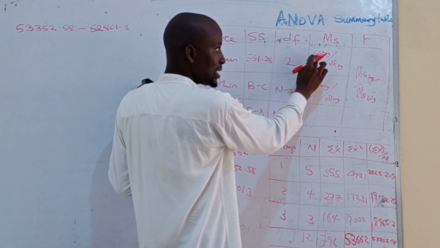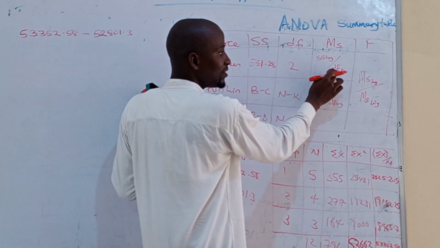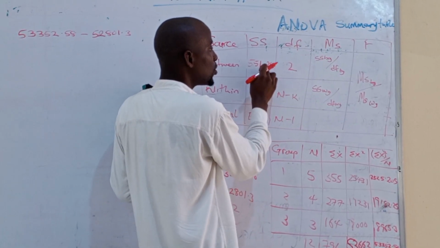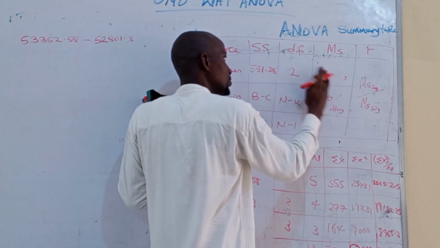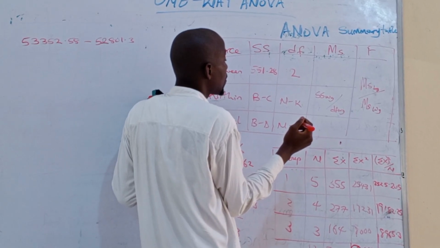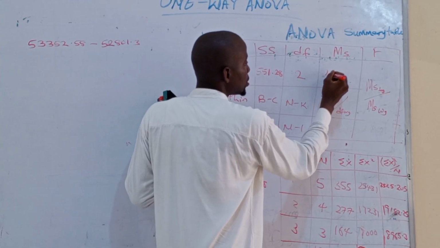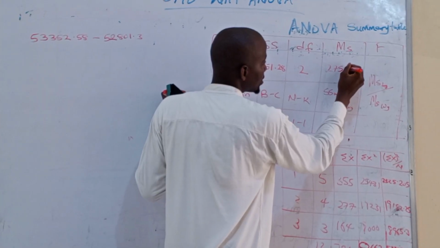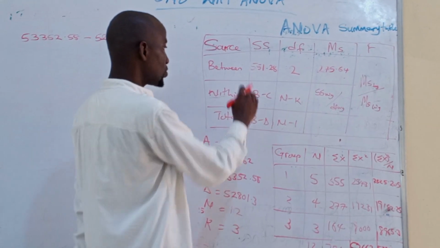The next step, our sum of square between group over degree of freedom between group. If you say that SS between group, sum of square between group, DF between group, degree of freedom between group, so 551.28 divided by 2 will give us what? 275.64. So we are done with this. Let us go to the next one.